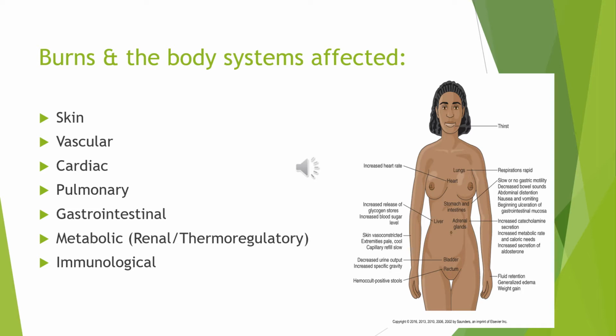And then your book talks about the Curling's ulcer. This can occur within 24 hours after the body has been put under increased stress. So this is like having a stress ulcer in the stomach. They just happen to call it a Curling's ulcer post severe injuries. Next bullet point there is metabolic, and in that is included the renal and thermoregulatory.